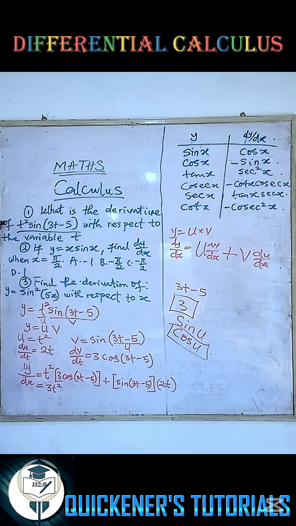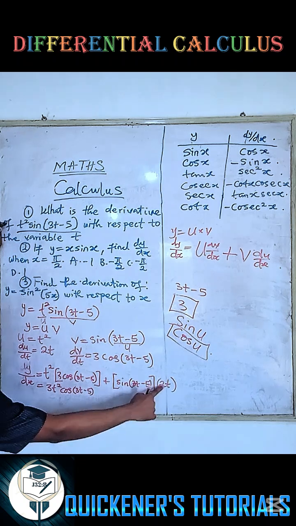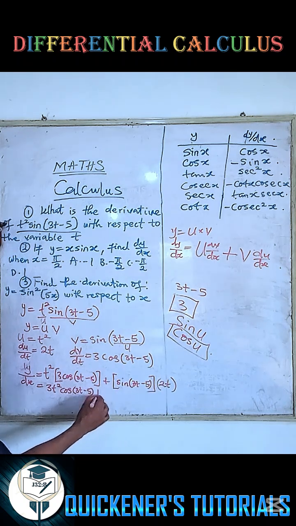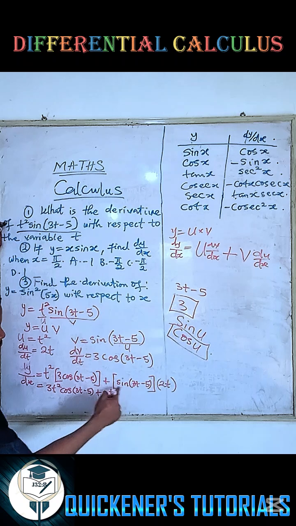I hope you can see my board. 3t squared. That's 3 times t squared, then you have what? Cos of (3t minus 5), close the bracket. Then 2 times 1 is 1 here, so that's what? 2t. 2t times 1, that's 2t.